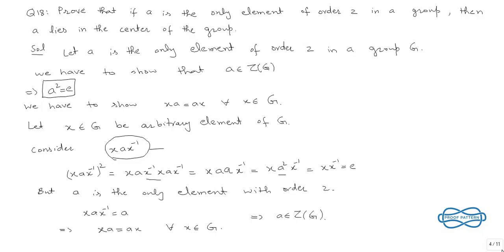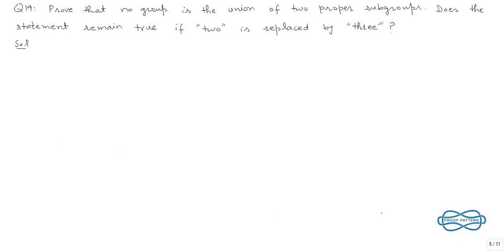Okay, we move to the next question. Question 19, and the statement is that prove that no group is the union of two proper subgroups. The second part is, does the statement remain true if 2 is replaced by 3? Okay, we start with the first part.